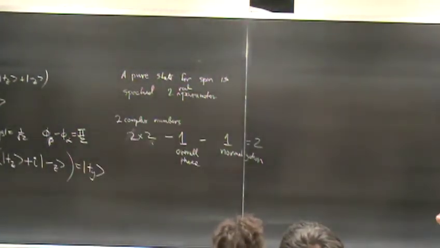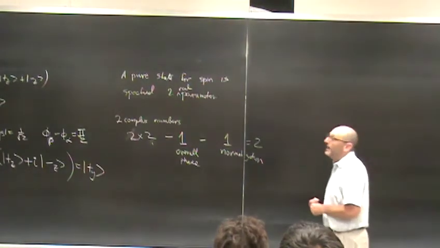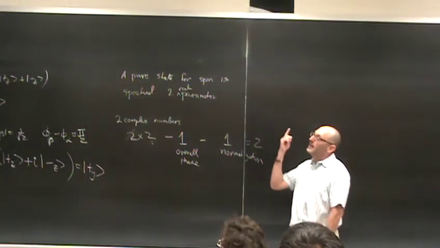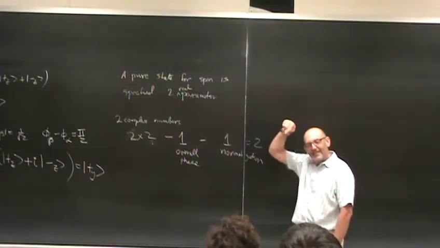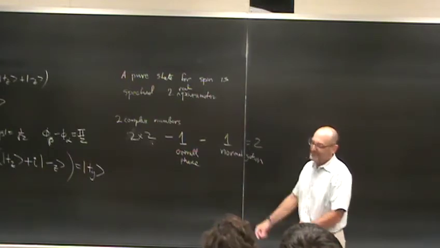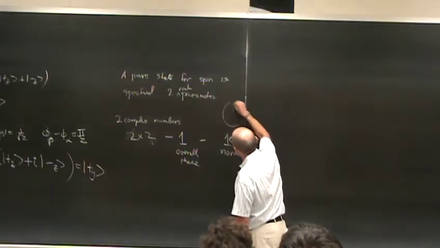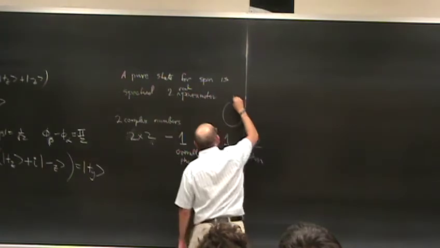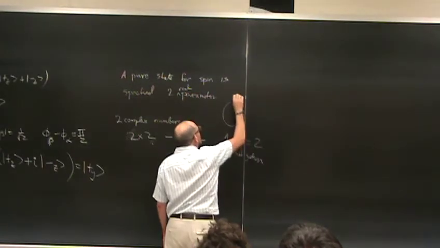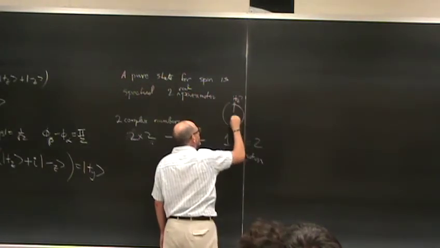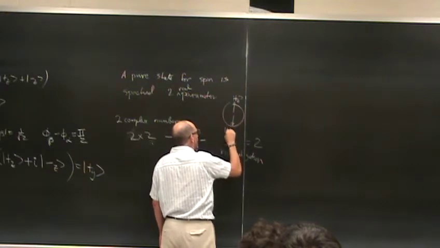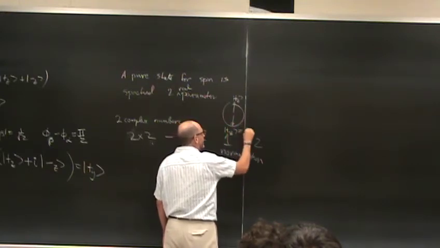So pure states cannot be spin down, right? They can. Because spin up along some direction is spin down along the opposite direction. So if I have, say, spin up along z, this is spin up along minus z, which is the same thing as spin down along z.